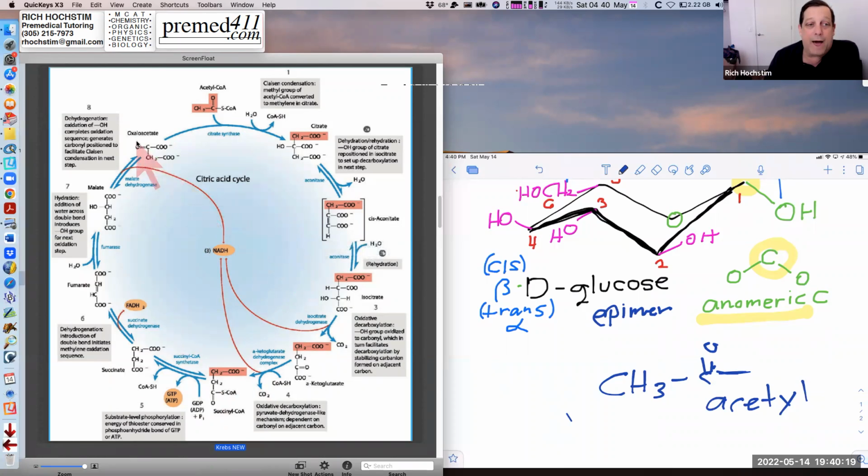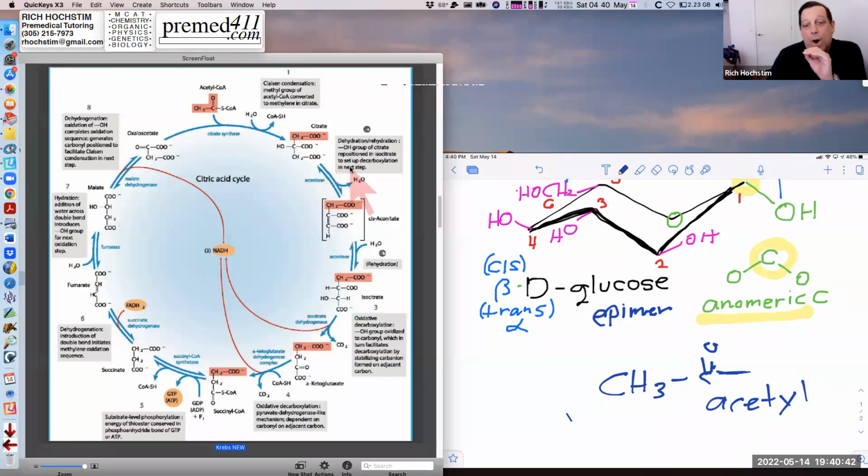Essentially, you should know that oxaloacetate is the starting point where we're going to add the acyl group in acetyl coenzyme A. Just the acyl group, which you see right over here, is going to enter the cycle. When it enters the cycle, we get citrate. That's the first molecule here.